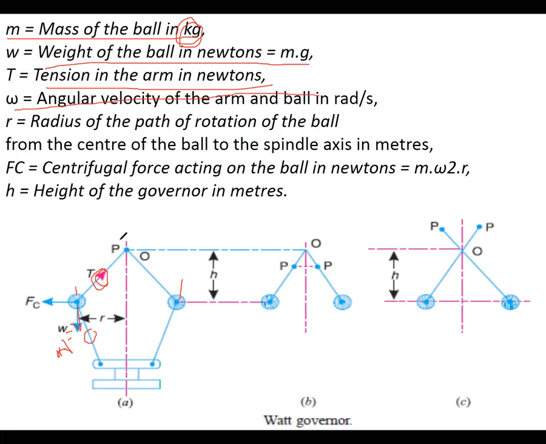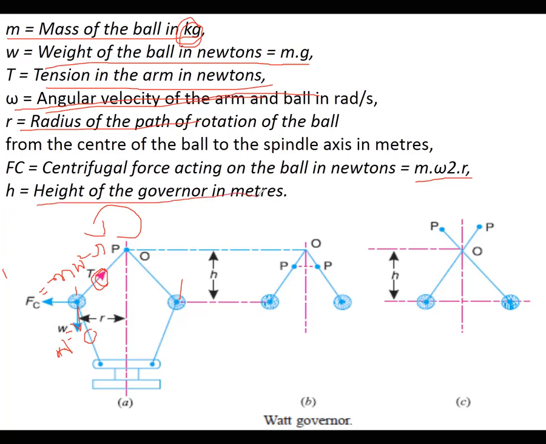Omega is the angular velocity in radians per second, because the balls are rotating along the circumference. So you can take that Fc is equal to m omega square r, because it is a circumference. Omega is the angular velocity of the balls. r is the radius from the spindle or axis to the ball. Fc is the centrifugal force, m omega square r.